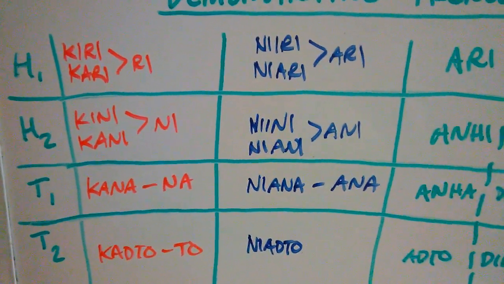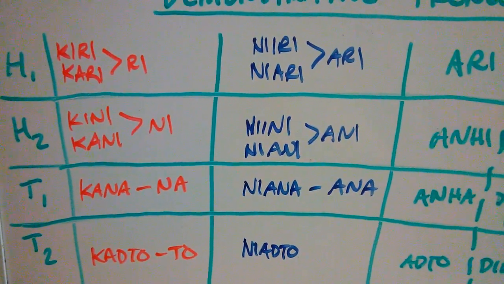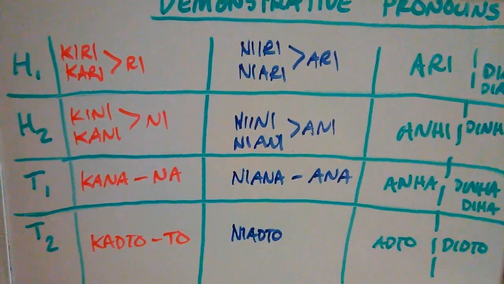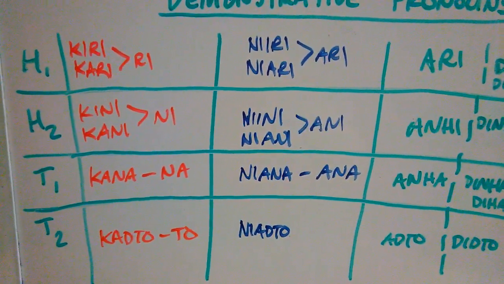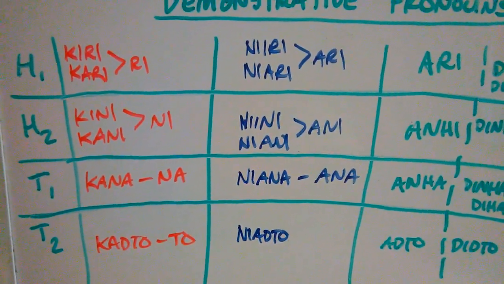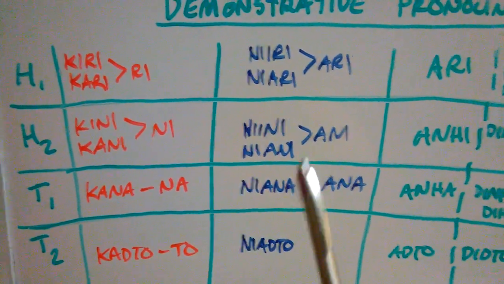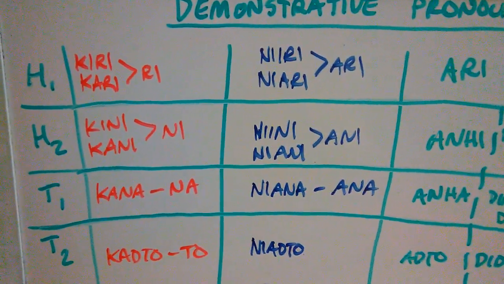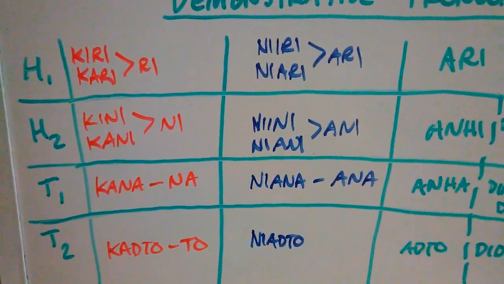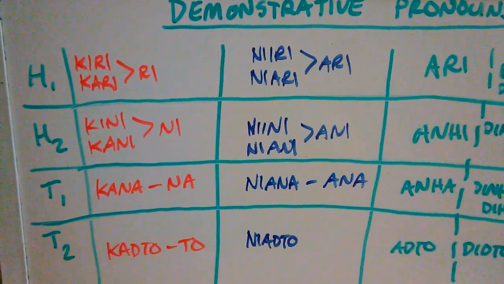Same thing for the ones written in blue, and in blue we have the ergative case, okay? In the ergative case, we have niiri or niari, and their shortened form is ari. Niini or niani, and their shortened form is ani. Niana, shortened form ana, and niadto, which has no shortened form. So niari, niani, niana, or niadto. And again, that's the ergative form of the demonstrative pronouns.